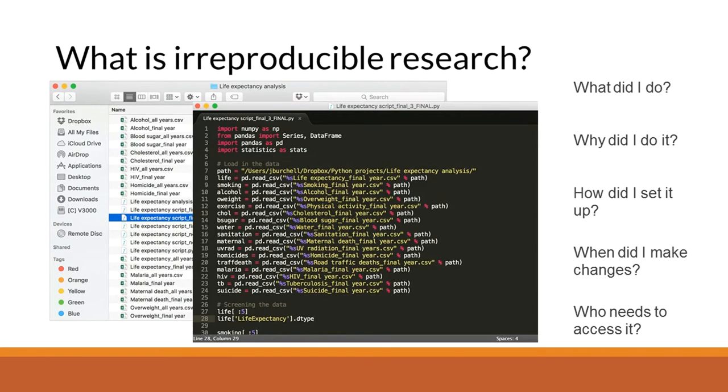What did I do? Why did I do it? How did I set it up at the time I did the analysis? When did I make changes and what were they? And who needs to be able to access it and how can I get it to them?